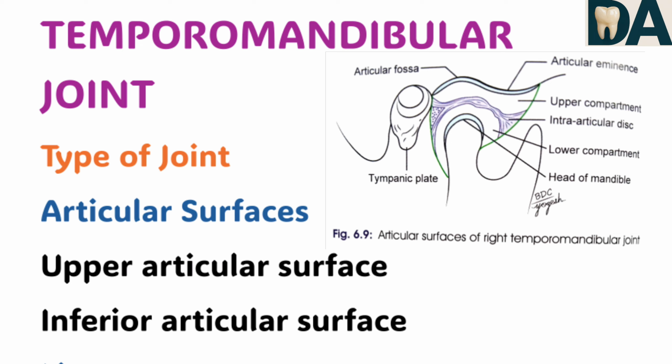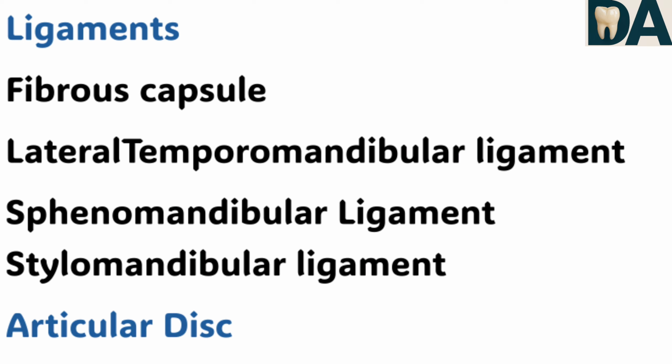Now go to the ligament. Before I go to the ligament, we see in the diagram the articular surface of the right temporomandibular joint. In the temporomandibular joint, there is a presence of two compartments, the upper compartment and the lower compartment, with the interarticular disc and the head of the mandible. Now go to the ligaments.